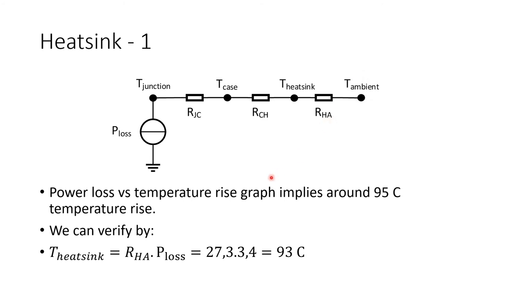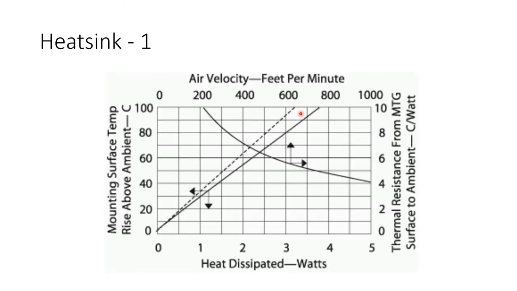We can verify this result by using the natural cooling thermal resistance given in the datasheet. We can multiply the power loss with the heatsink to ambient thermal resistance. It also gives around 93 Celsius of temperature rise on the heatsink, which proves the validity of the graph.